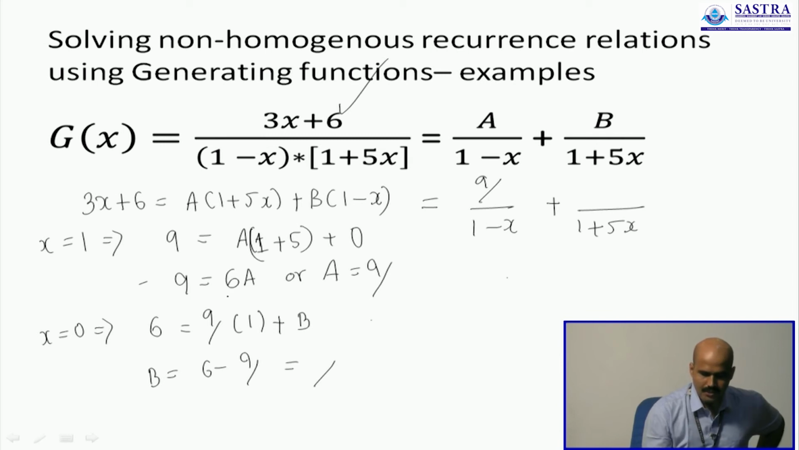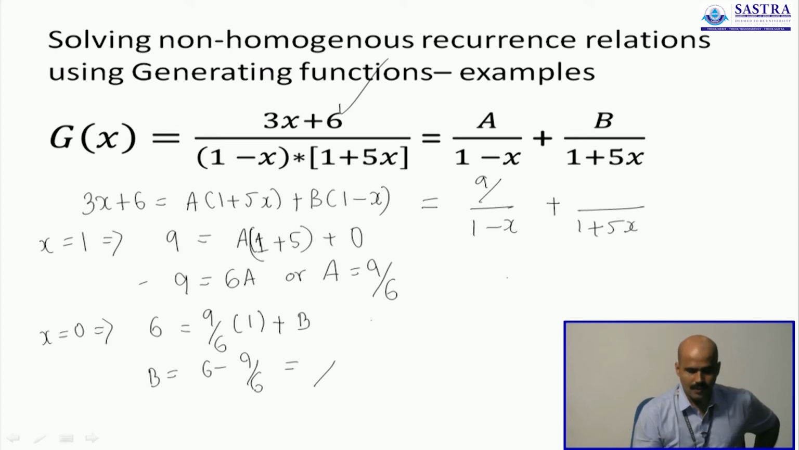That's A is 9 by 6. So B is 9, B plus 9 by 6 is 6. That's 36. So when you subtract, that's going to be 36 minus 9 by 6. 36 minus 9 is 27, and 27 by 6 is just 9 by 2.